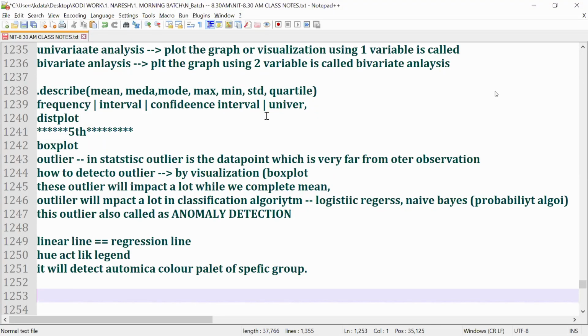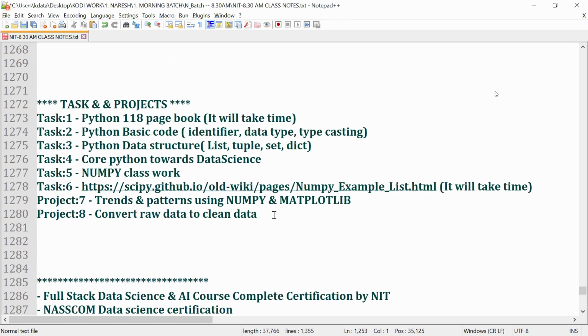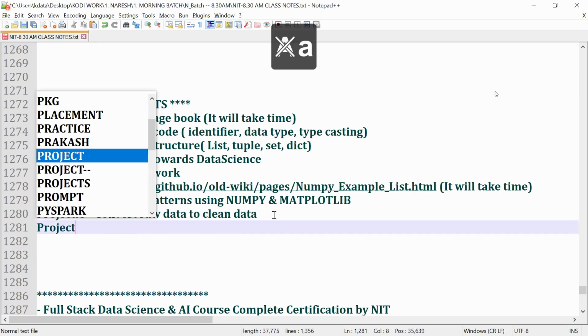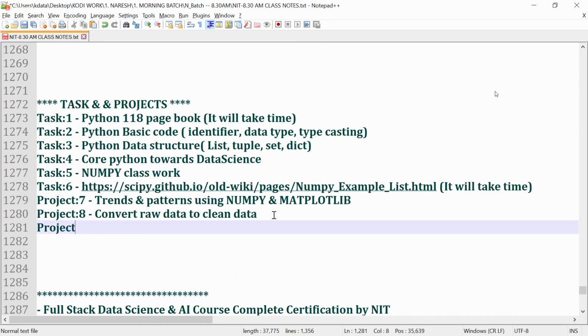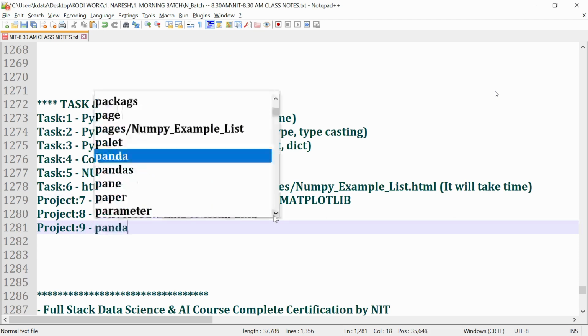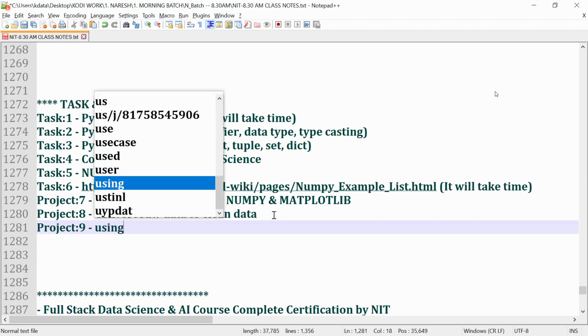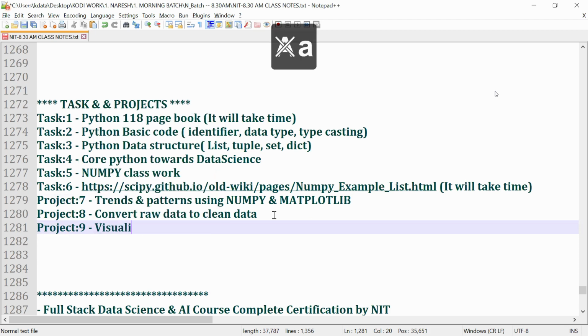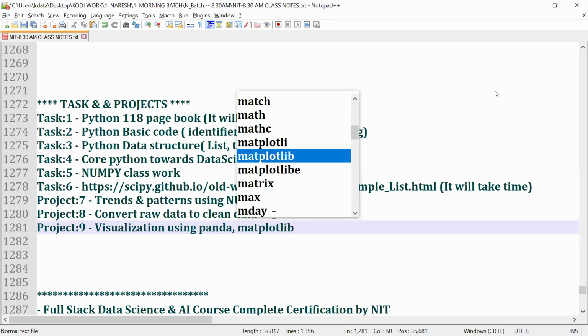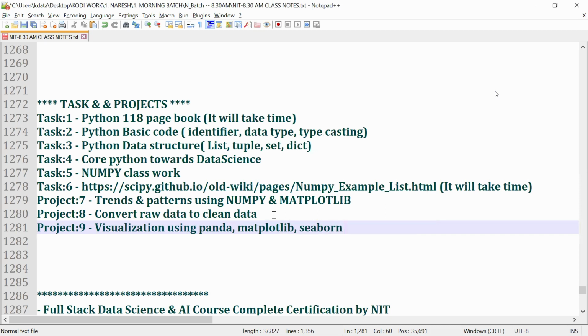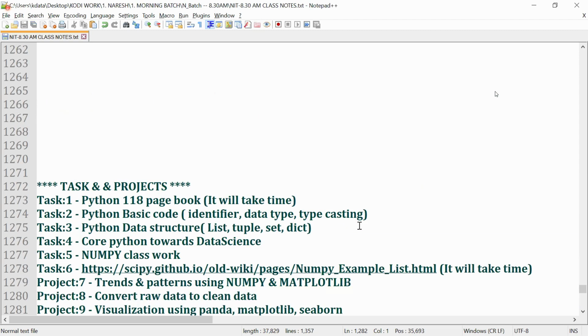So today, we completed another project, which is called visualizations using pandas, matplotlib and Seaborn, isn't it? So we converted raw data to clean data, trends and patterns. We have done this. Now, what is the next thing?